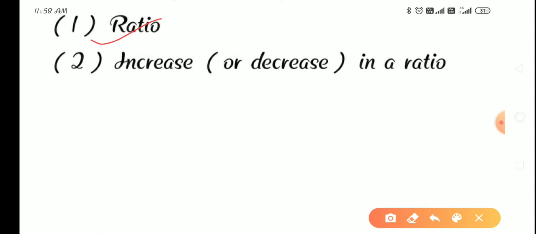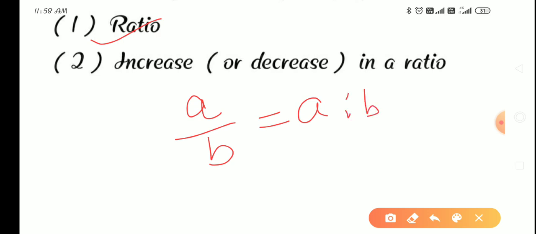What is ratio? Ratio means comparison of two quantities of the same kind in the same unit by division. Suppose A and B are two quantities of the same kind in the same unit, then A upon B or A is to B is a ratio. A upon B is equal to A is to B is a ratio. So this is the comparison of two quantities of the same kind in the same unit by division.